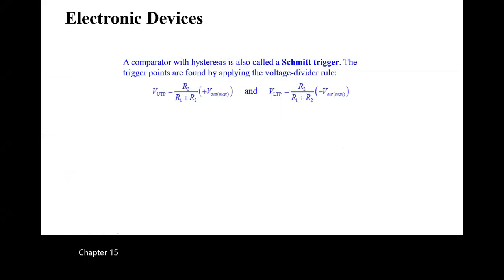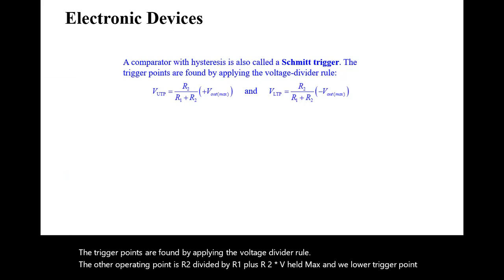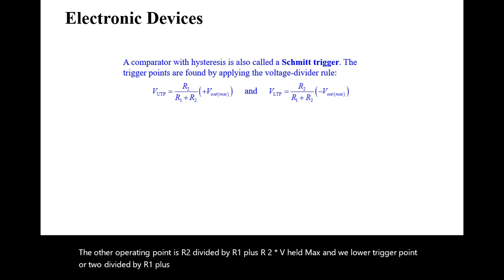A comparator with hysteresis is also called the Schmitt trigger. The trigger points are found by applying the voltage divider rule. The upper trigger point is R2 divided by R1 plus R2 multiplied by V out max, and the lower trigger point is R2 divided by R1 plus R2 multiplied by negative V out max.